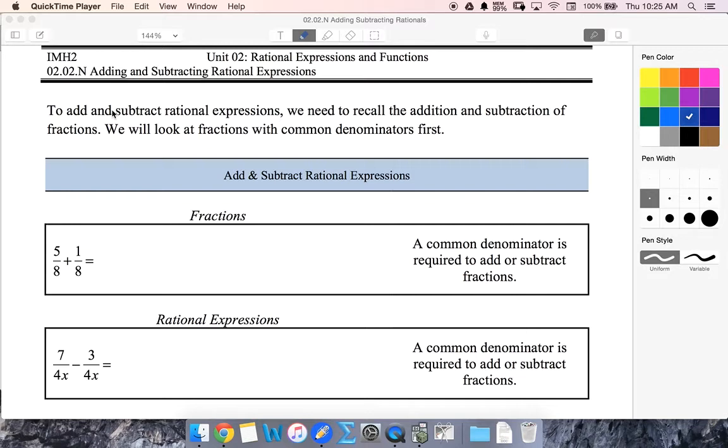So last time we looked at multiplying and dividing, which is actually a little bit easier than adding and subtracting, because for multiplying and dividing you don't need common denominators. To add and subtract any sort of fraction you need a common denominator. So let's look first at a common denominator.